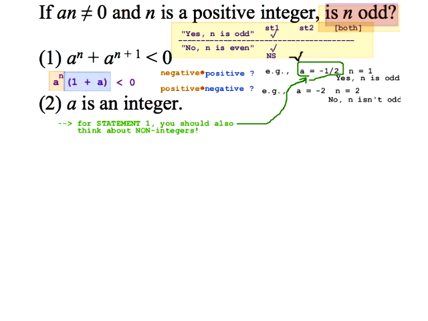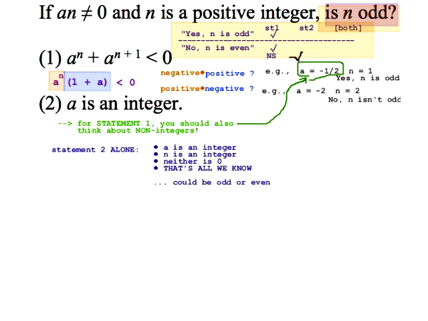Because if all you have is statement 2, just that alone, then we have that a is an integer, and n is an integer, and the product is not 0, so neither is 0. That's all we know. So it definitely could be either way. That's going to go both ways for sure. So that's not sufficient.